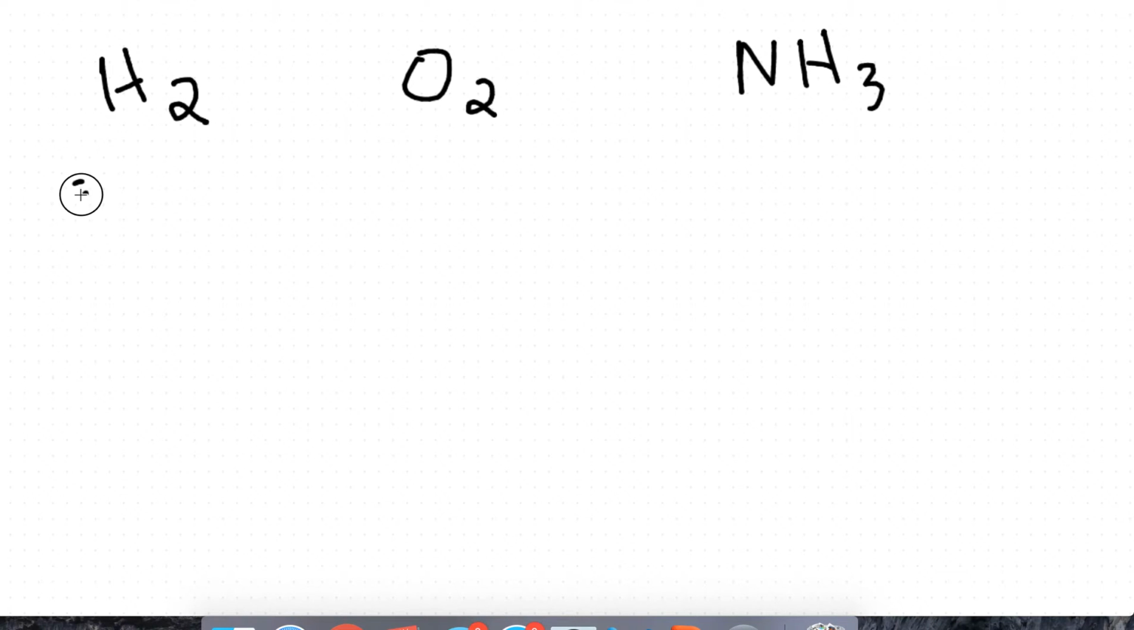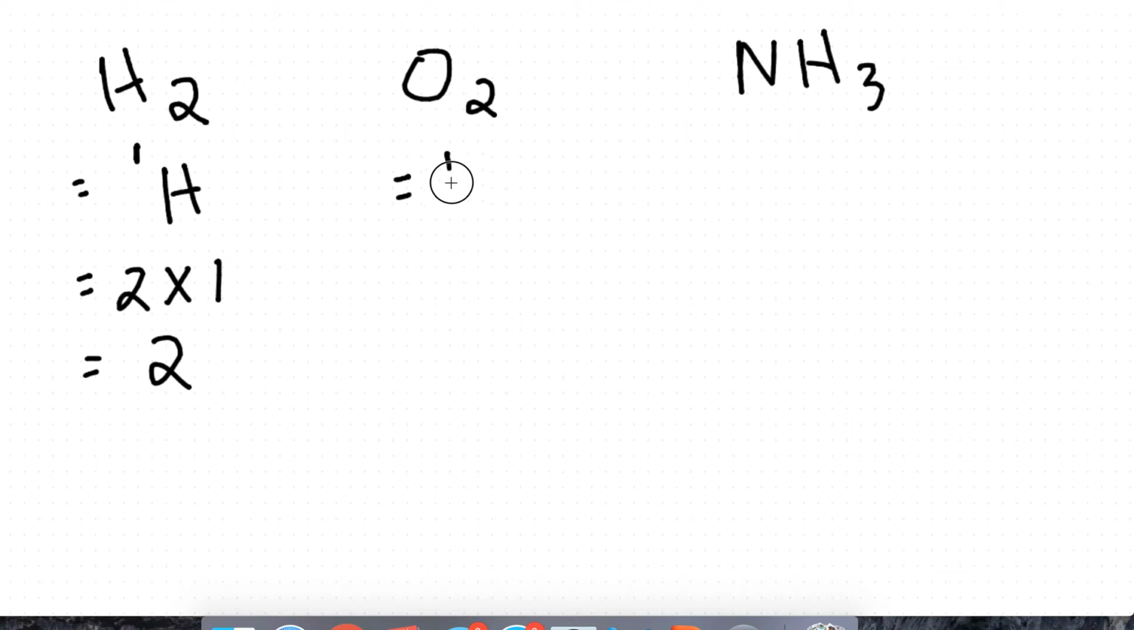Hydrogen's mass number is 1, so the molecular mass is 2 times 1, which is 2. For oxygen, the mass number is 16, right? So to find the molecular mass, 2 times 16, which is 32.